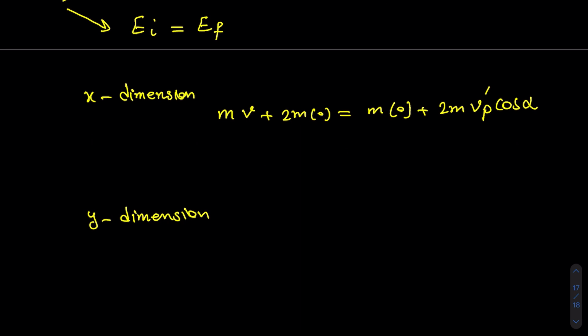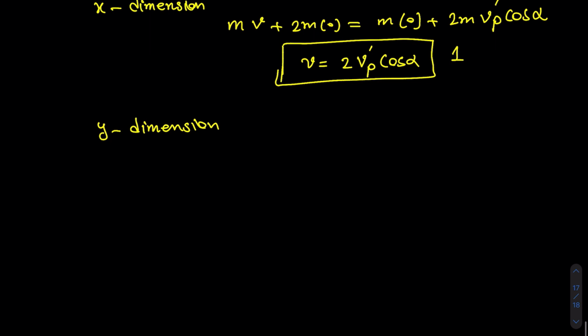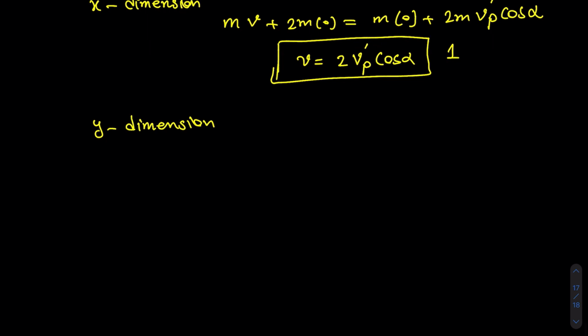So after simplifying this equation, we will get to this: velocity v of the nucleus is equal to 2 times v prime p, the velocity of the particle after collision, times cosine alpha. So this is one of the findings that we have found. Let's say it's equation number 1. And in y dimension, let's move on to the y dimension.